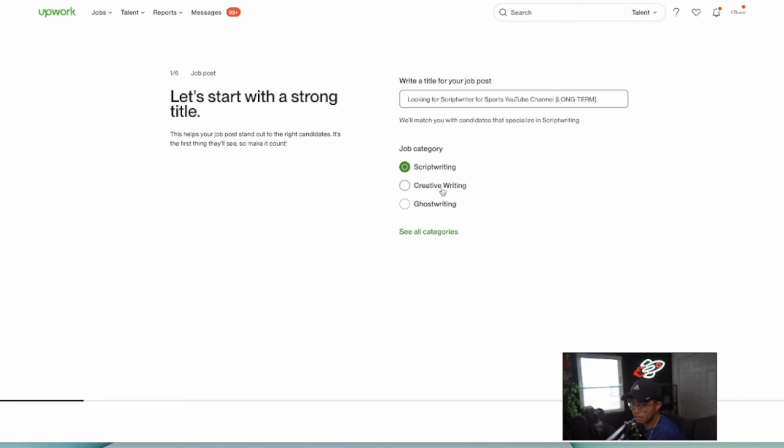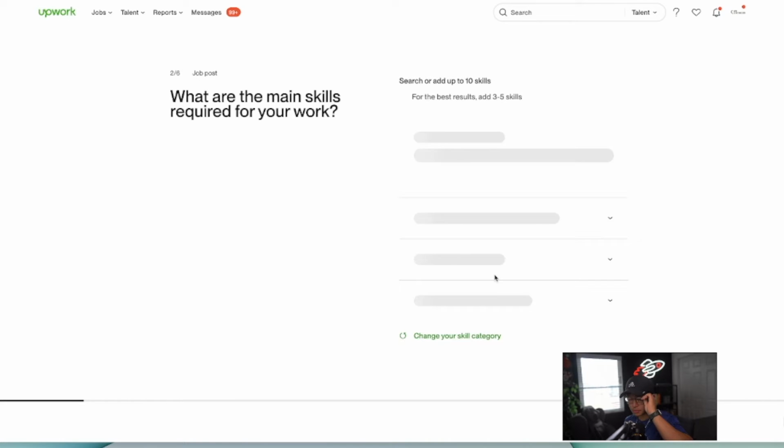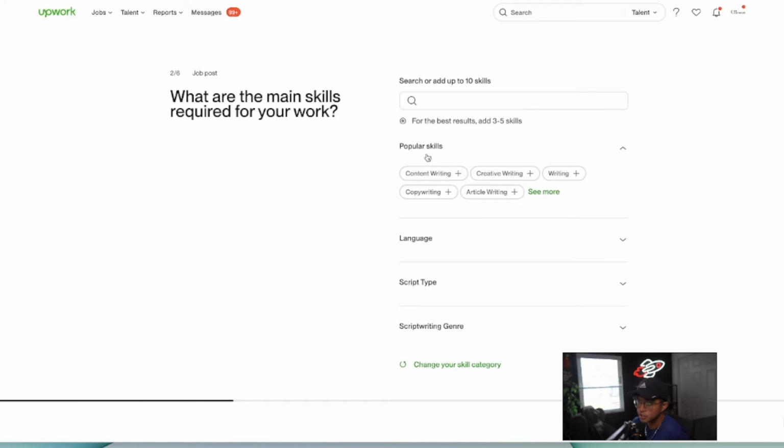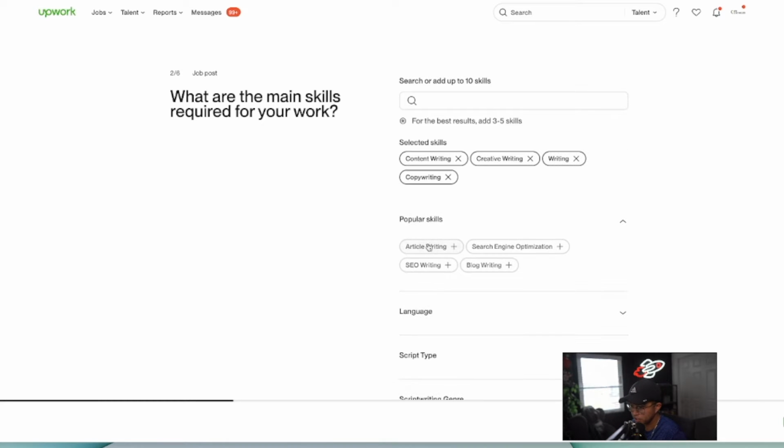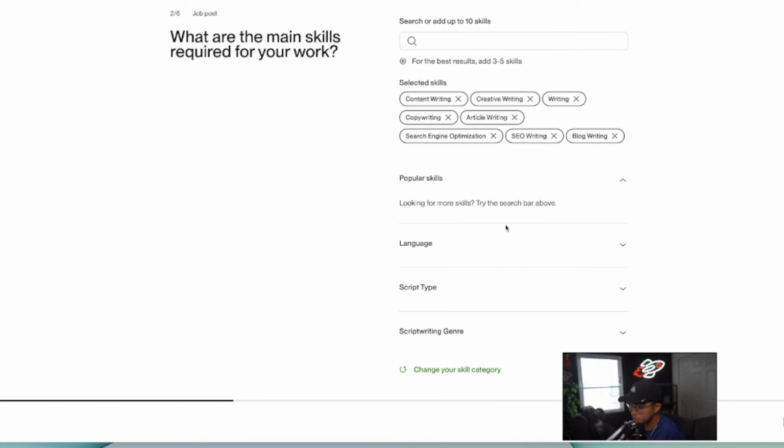And then the job category, just click on script writing, or basically click on the job category that best describes your job listing. So next we'll click on skills. Now, I tend to use the popular skills that UpWork tends to generate for you. So I'll just click on everything here: creative writing, copywriting, article writing, search engine, SEO, blog writing. And that's pretty much it. Okay, there's some other toggle down menus here, but I'm going to assume that we're hiring for English channels for now. So with that, click on next scope.